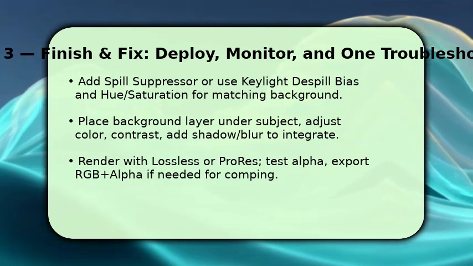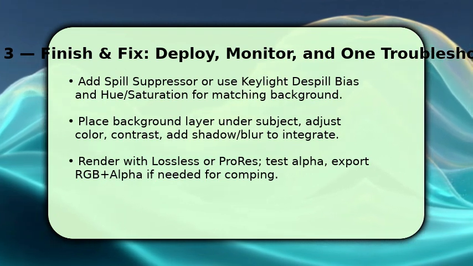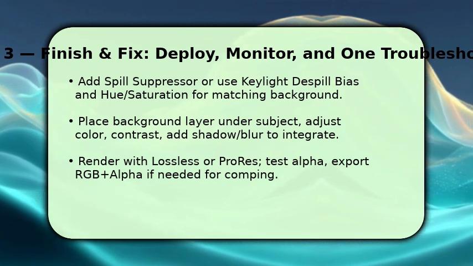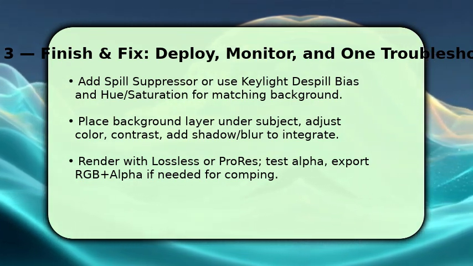Once satisfied, pre-render a test or export using a lossless codec. If you need transparency, export RGB plus alpha. If you see edge fringing or jitter, check the matte.